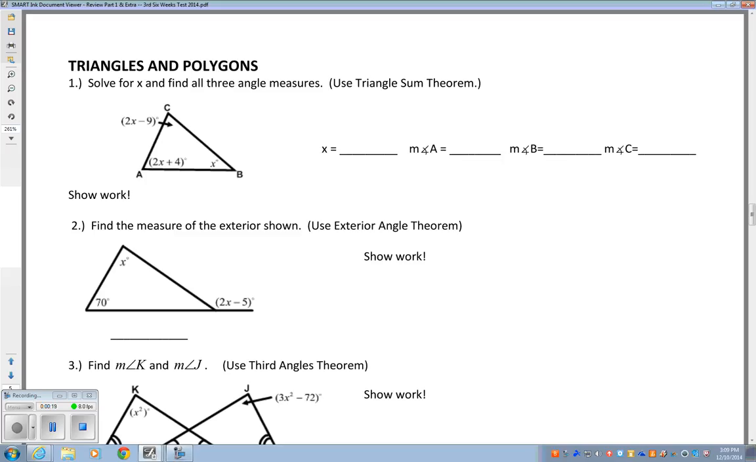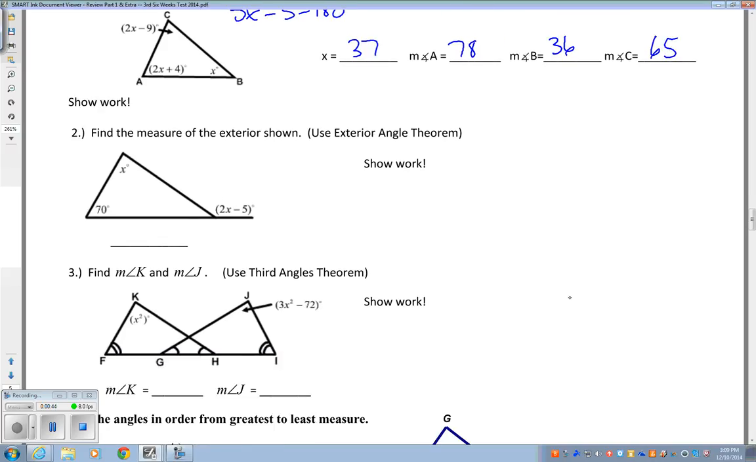So it told you to use the triangle sum theorem on this one, so hopefully your equation is equal to 180. If you simplify it, you got 5x minus 5 equals 180. So hopefully you had x was 37, angle A was 78, angle B was 37, and C was 65. Okay, questions on that?